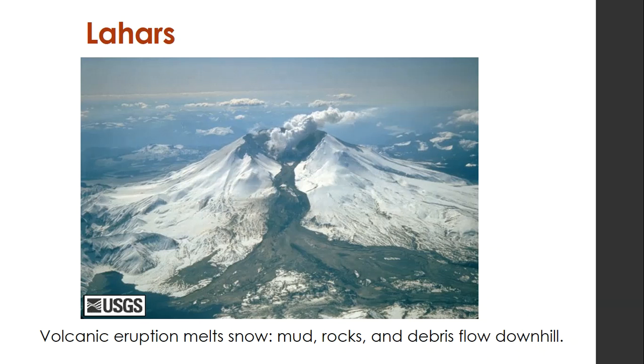Lahars are a special type of flow that happens from a volcanic eruption in some place that is cold. So you get a volcanic eruption that melts the snow, mud, and rocks and debris quite quickly, and it causes them to roll downhill. So another hazard of being near a volcano: if it's cold and you get an eruption, you can get this flow that happens because of it.